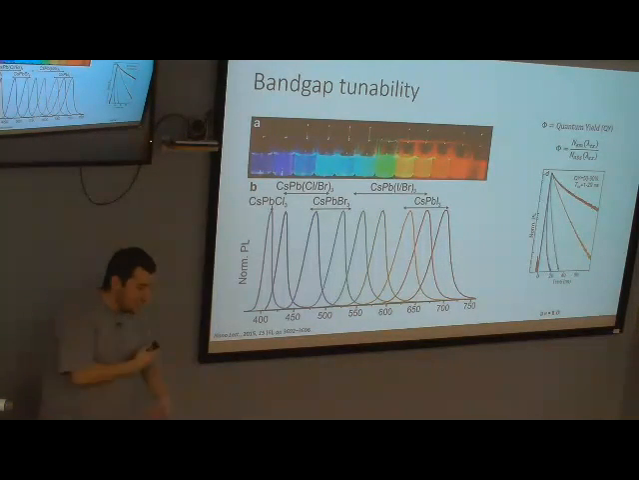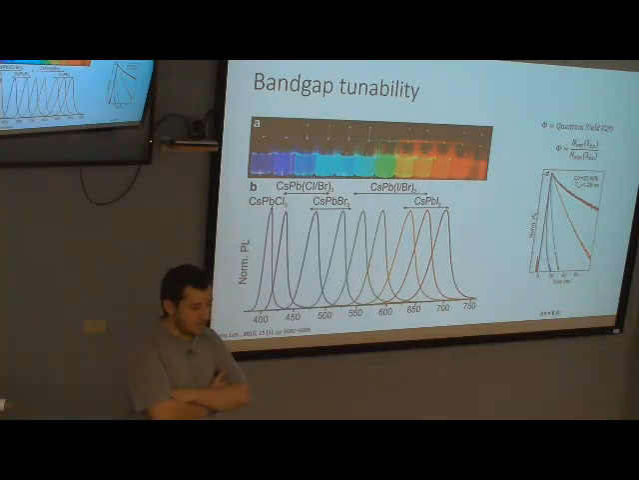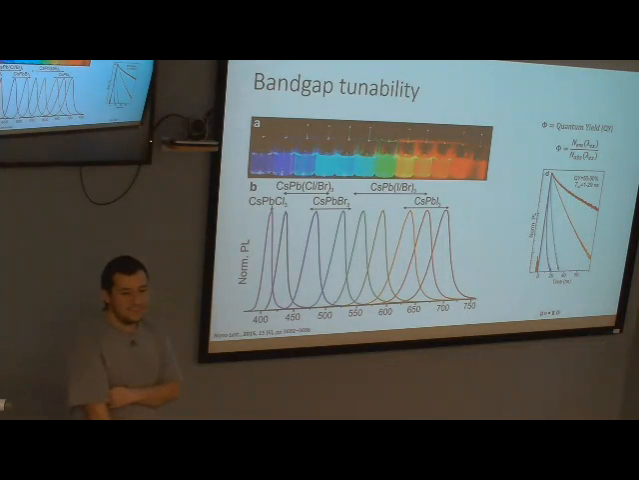I have one question, maybe it's a stupid question. Why is band gap tunability important? Why do you need it? Because what if we want to make traffic lights? You kind of need red, green, and yellow. It'd be hard to make traffic lights out of just one color, don't you think?